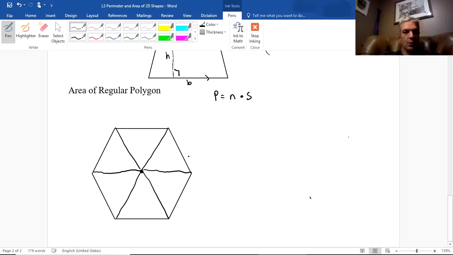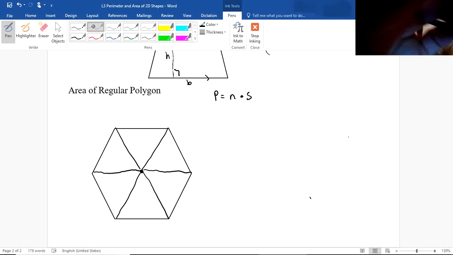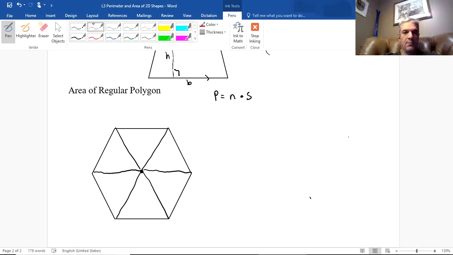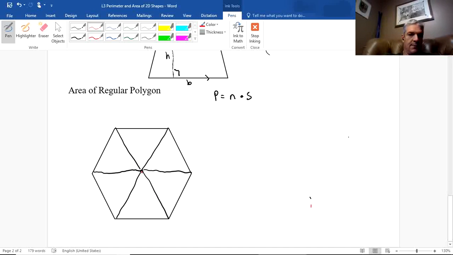Okay, so whatever one side is times one side. So I'm going to start with that. We're going to come back to this and use this in just a minute. Now, there's a special measurement in a polygon that you maybe have never heard of. It's called the apothem, right? And it is kind of like the height, but it goes to the center.